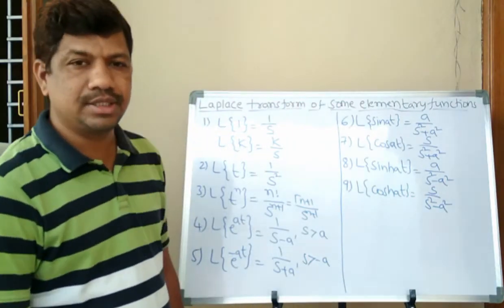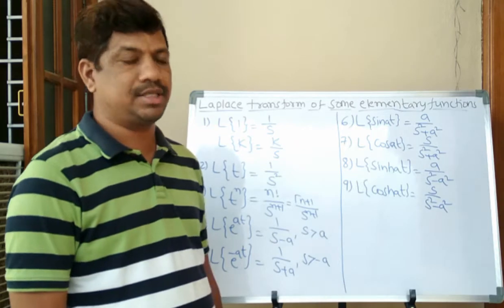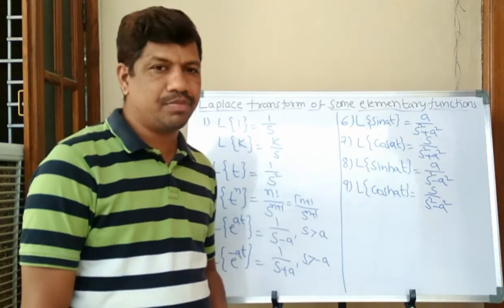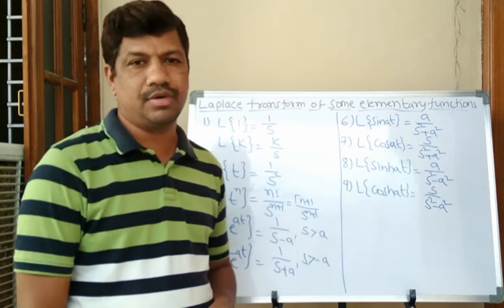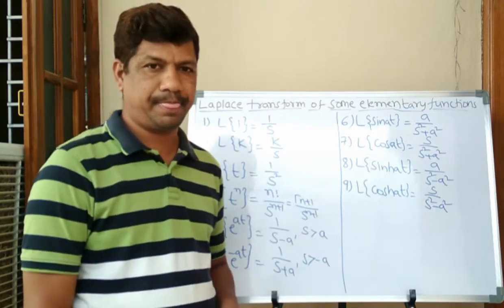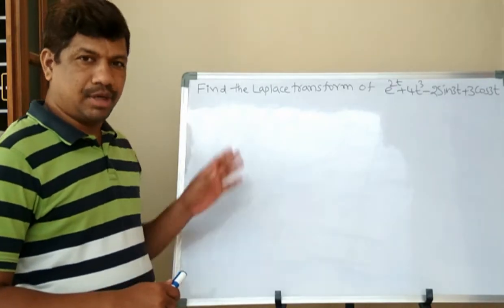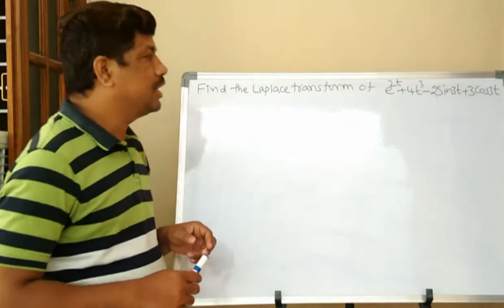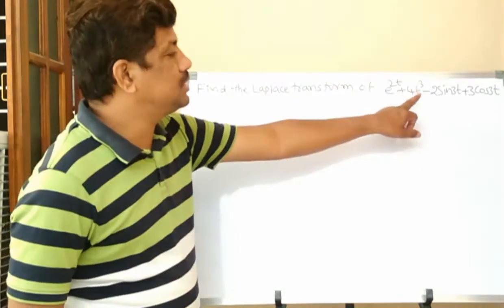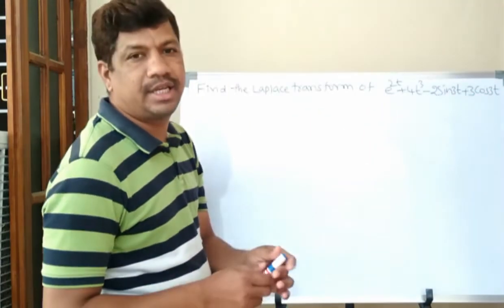So these are the basic elementary functions for the Laplace transforms. If we know these formulas, then we can do any problem on Laplace transforms. Now I would like to explain one problem on Laplace transform. Find the Laplace transform of e power 2t plus 4t cube minus 2 sin 3t plus 3 cos 3t.